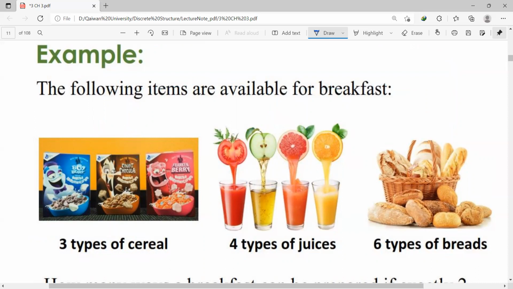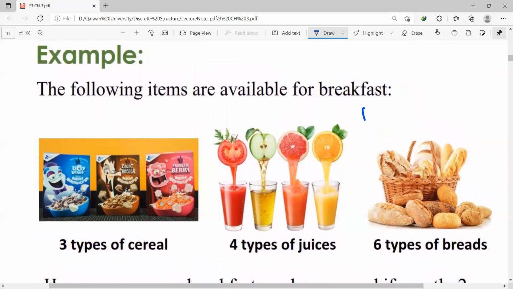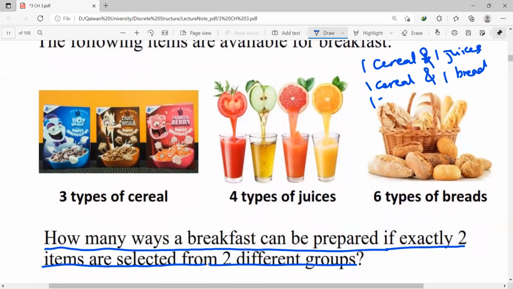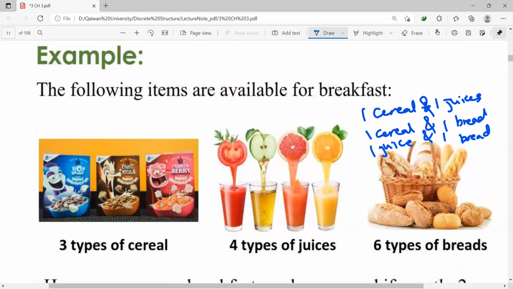Let's see. It could be 1 cereal plus 1 juice. And you can also choose 1 cereal and one bread. And also one juice and one bread. Look, we have only three options.